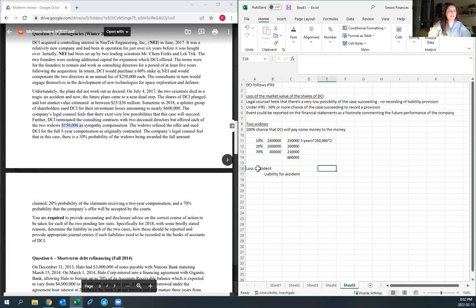The name of the accounts could differ, but it could also be an expense here. All right, so it's 660,000. Really important, don't put contingent liability here for IFRS. Put liability for accident, put a provision amount, put anything but contingent liability, and put it in your balance sheet in your current or long-term liabilities, depending on what the problem tells you.